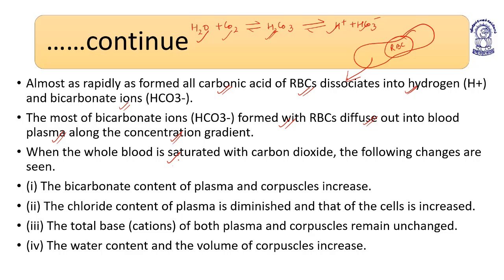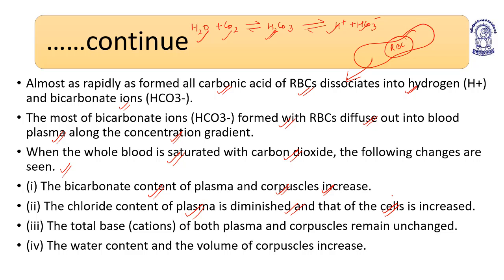When the whole blood is saturated with carbon dioxide, the following changes are seen. The bicarbonate content of plasma and corpuscles increases. The chloride content of plasma is diminished and that of cells is increased. The bicarbonate content increases both in plasma and corpuscles.